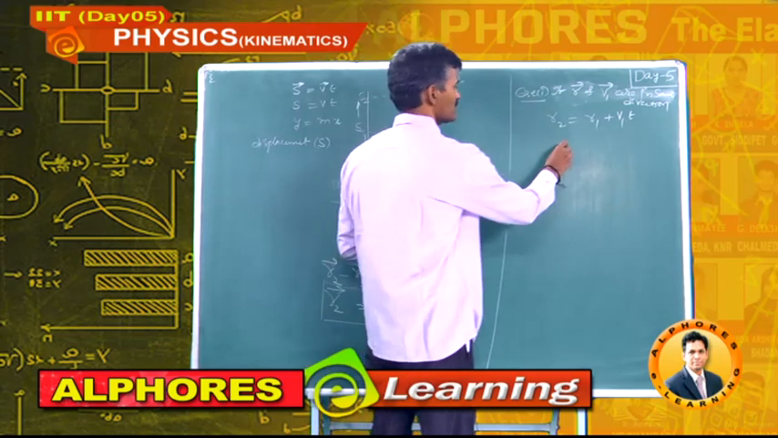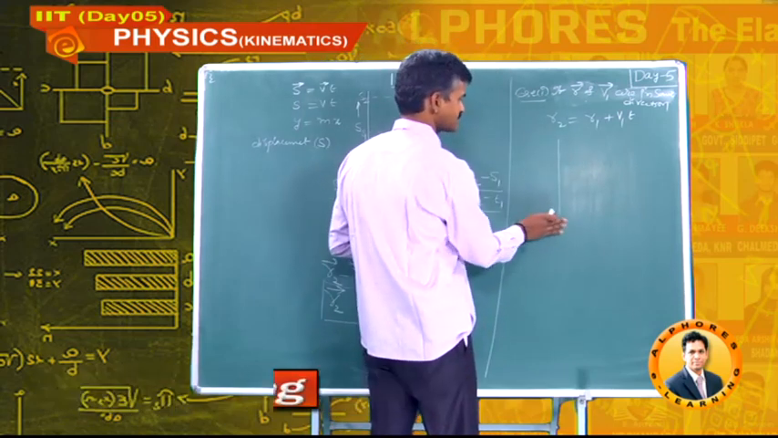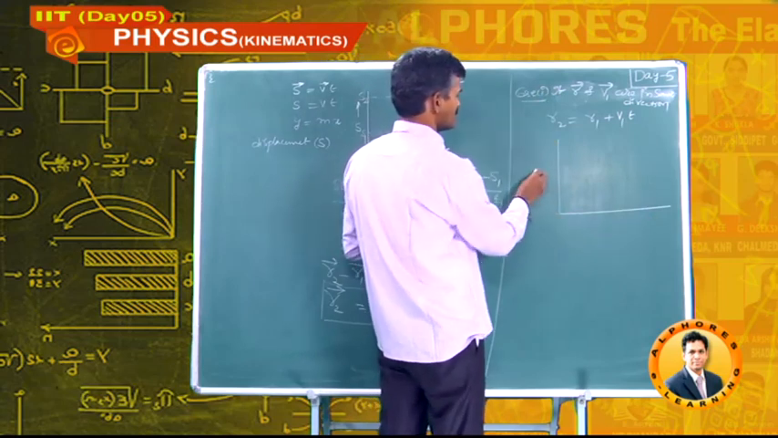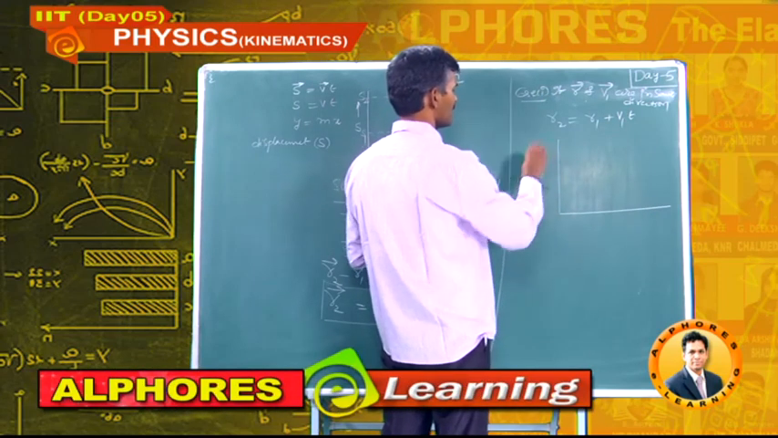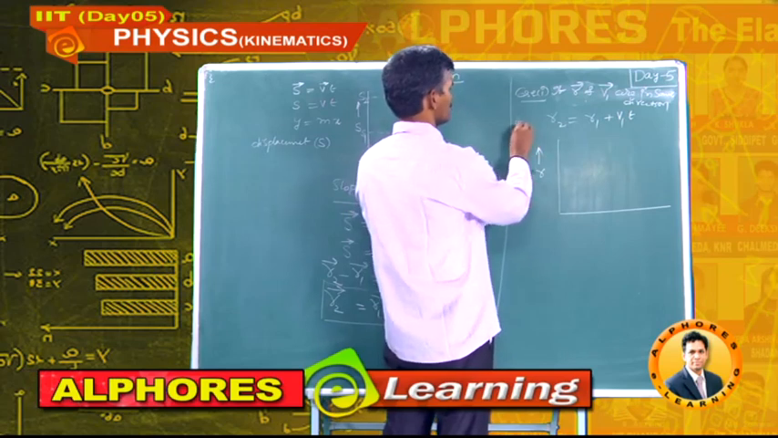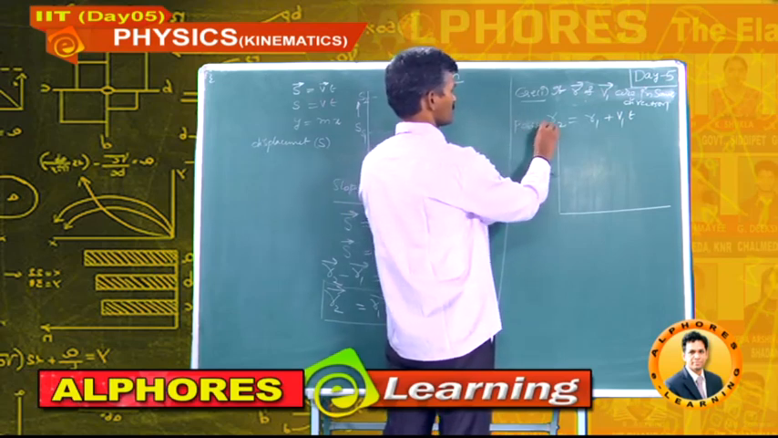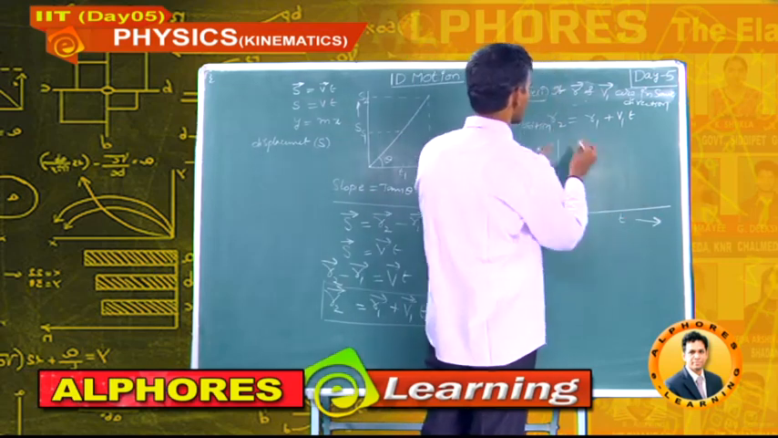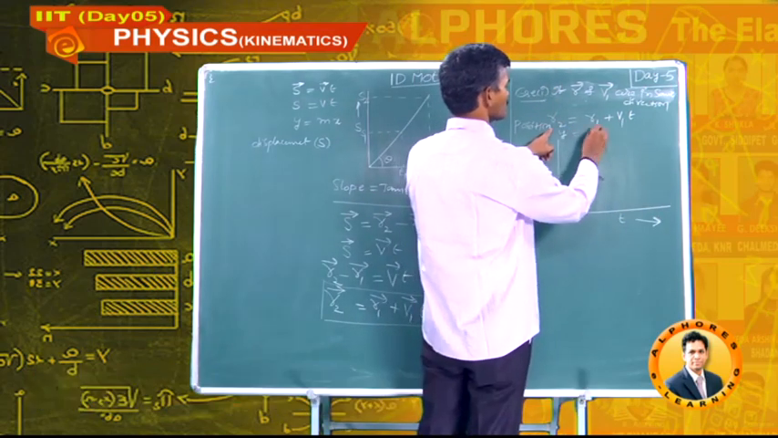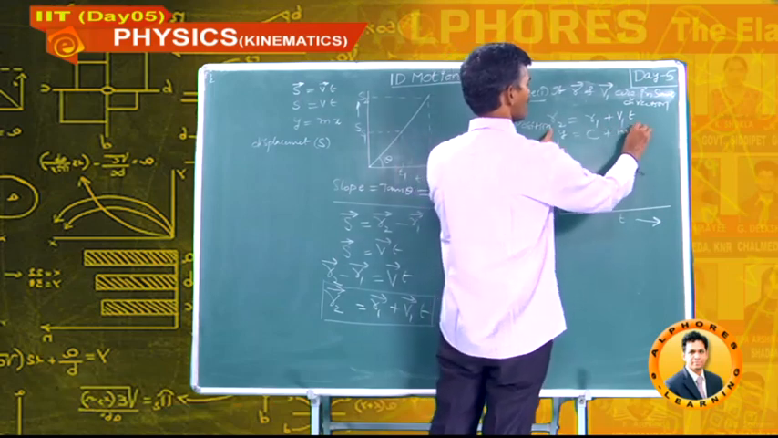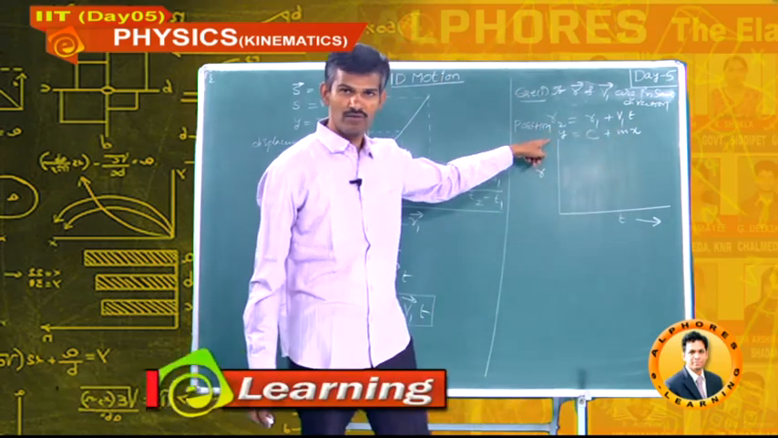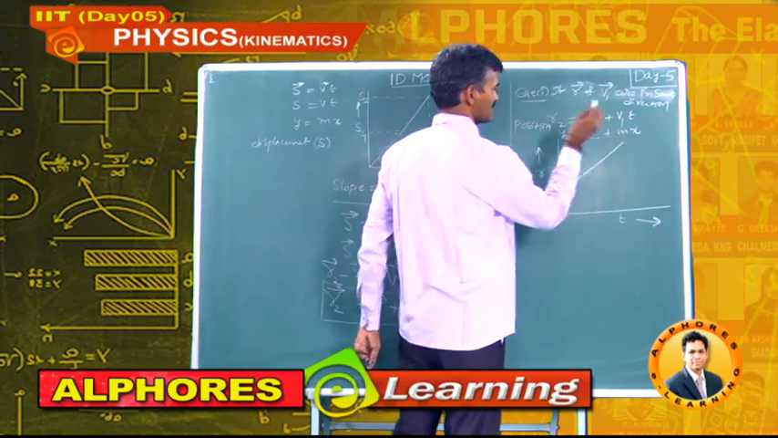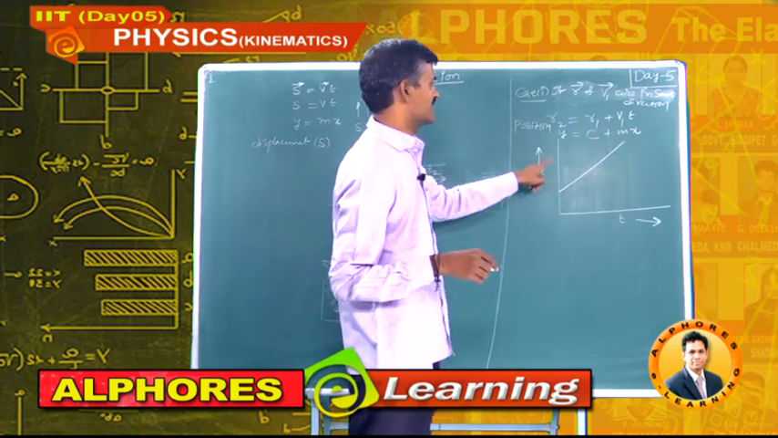Position time graph. Suppose this is position. This is position R. I mean R in the sense of position. The position time graph is just like y is equal to some constant plus mx. So, the graph is like this. This is the graph for the position time graph.